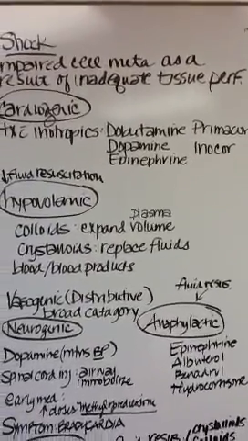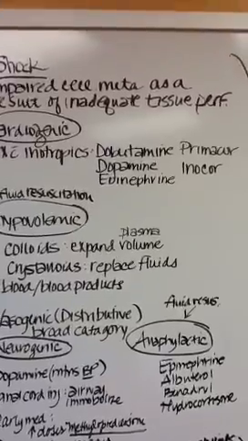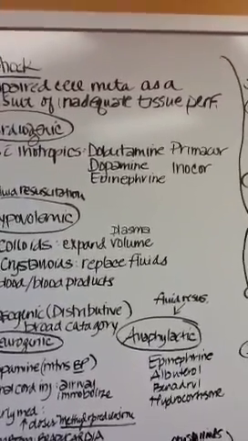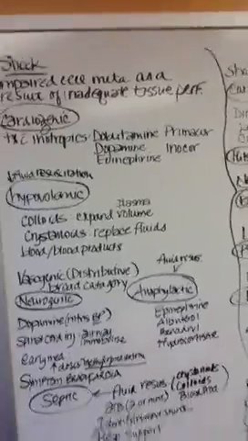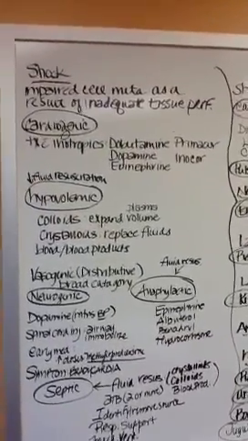Dopamine's side effect is tachycardia. Dobutamine is hypotension with reflex tachycardia. And Inocor has a side effect where it's thrombocytopenia.